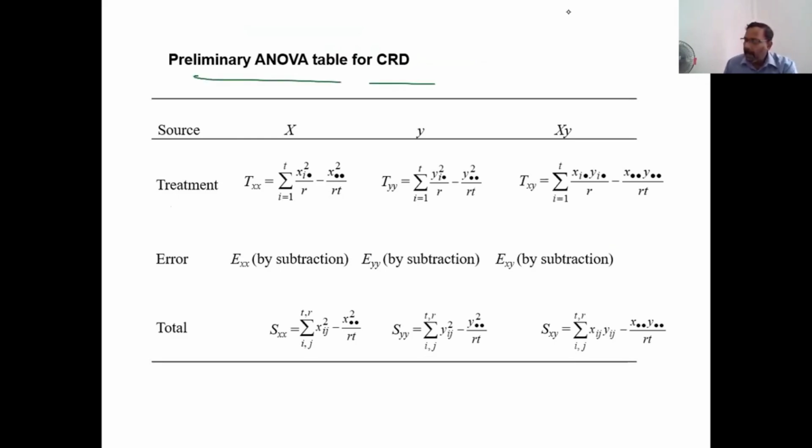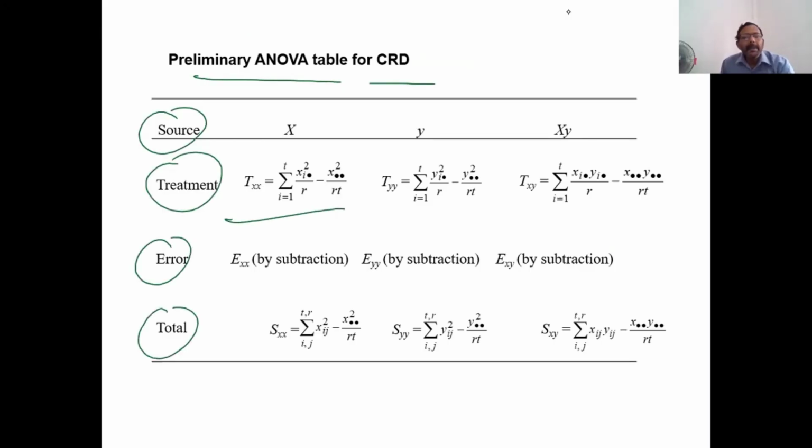So you see the ANOVA table, this is the preliminary information for the ANOVA table for CRD. Source, for example, treatment, error, total. So this is how we calculate the treatment for X, treatment for Y, and treatment for XY. You know what is X, what is Y? Anyone?